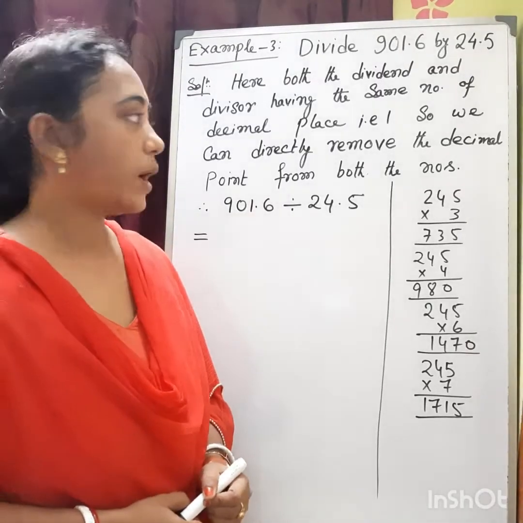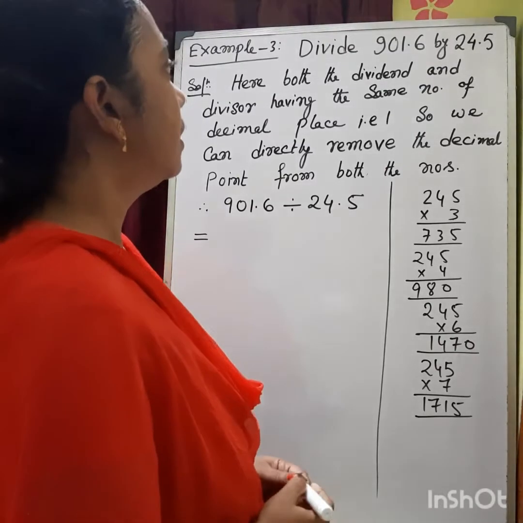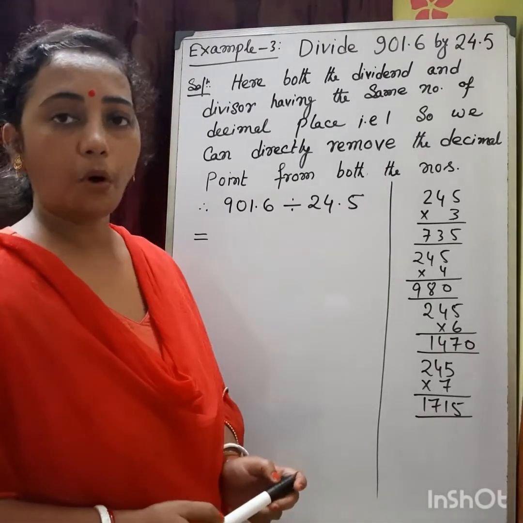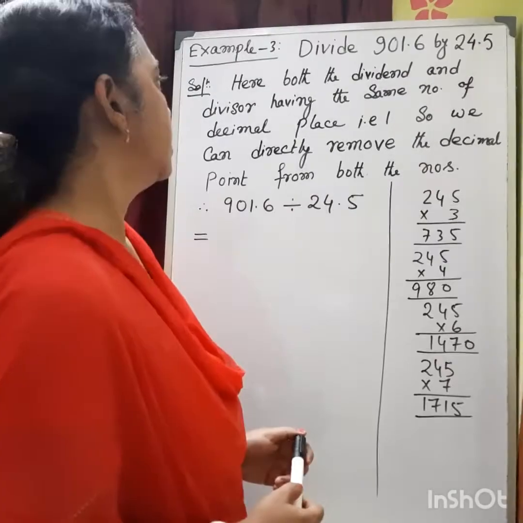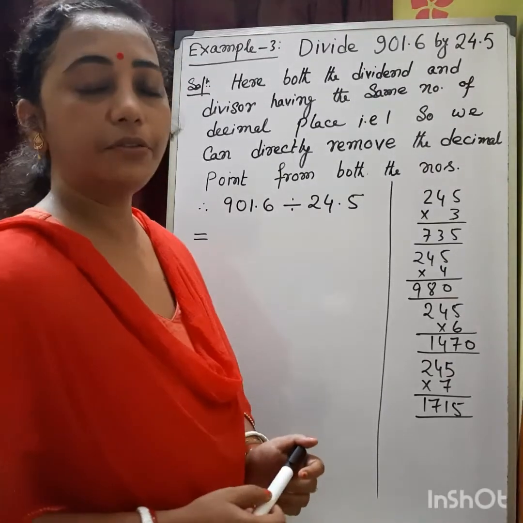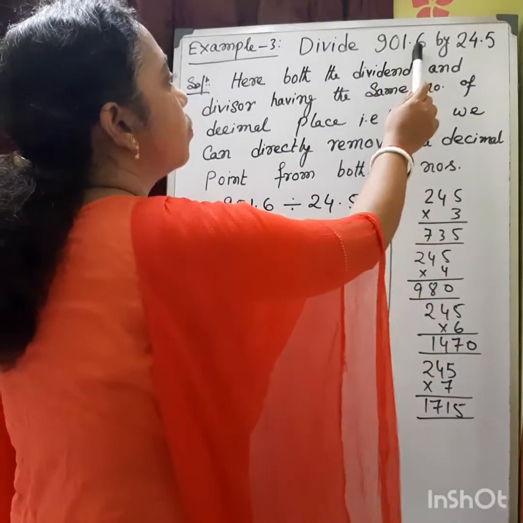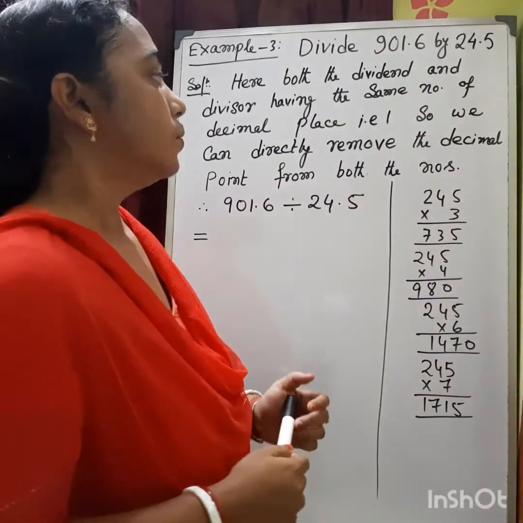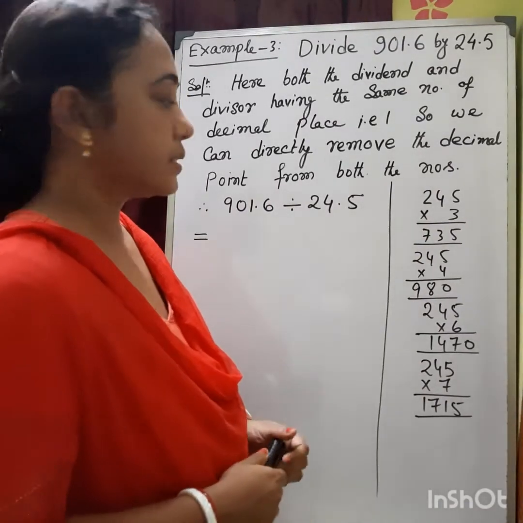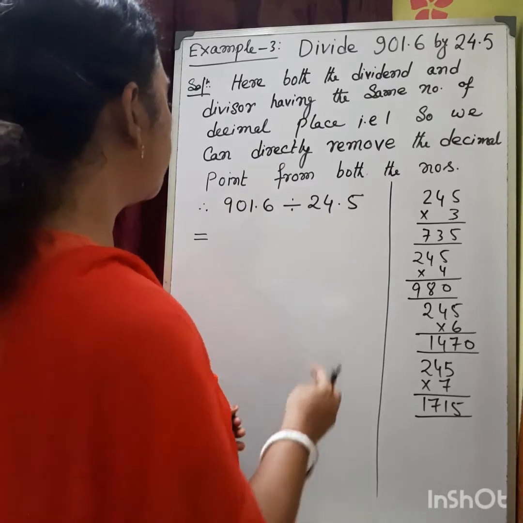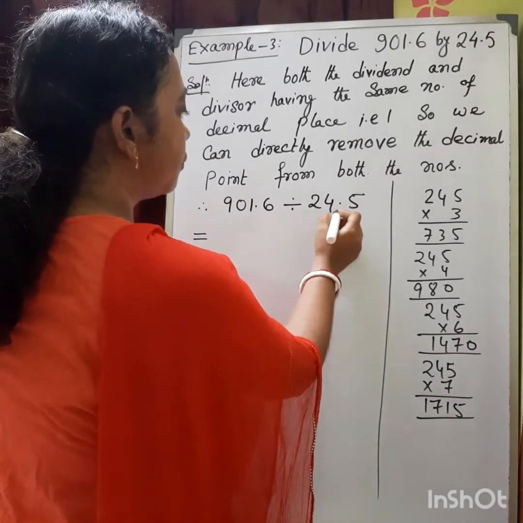Now let us do another question: divide 901.6 by 24.5. So here both the dividend and divisor have the same number of decimal places, that is 1. So we can directly remove the decimal point from both the numbers.